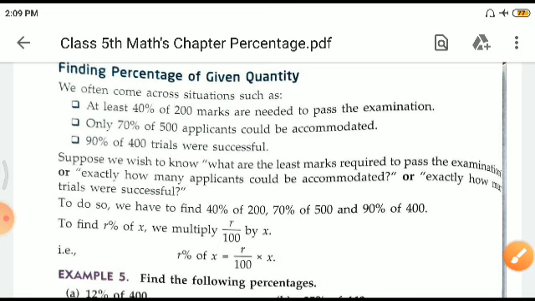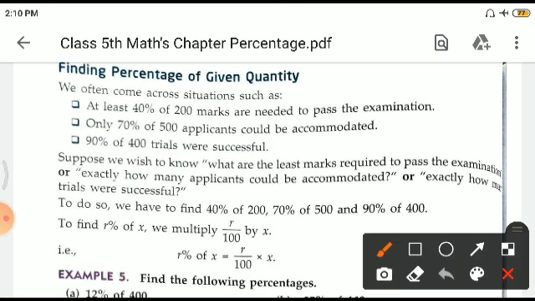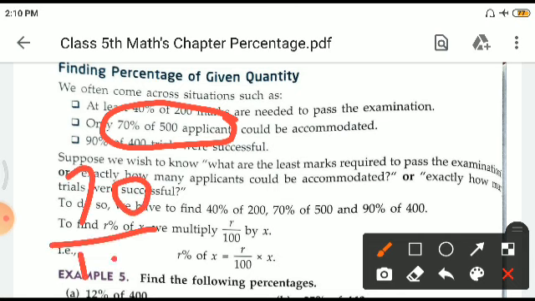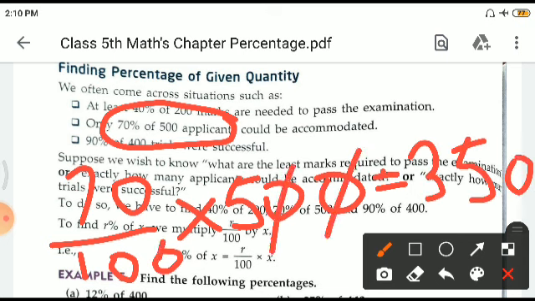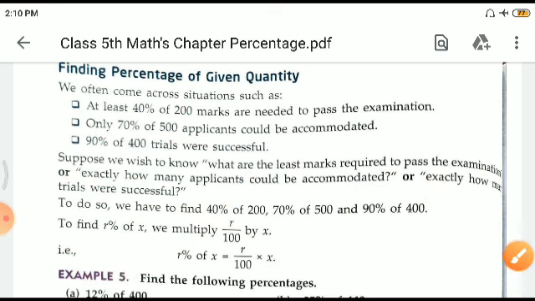Only 70% of 500 applicants would be accommodated. So what should be the formula to know how many applicants will be accommodated? You just need to remember this part. 70% of 500. 70 upon 100 into 500. And you get the answer to be 350. How? 5 sevens are 35 and 1 zero. Right?